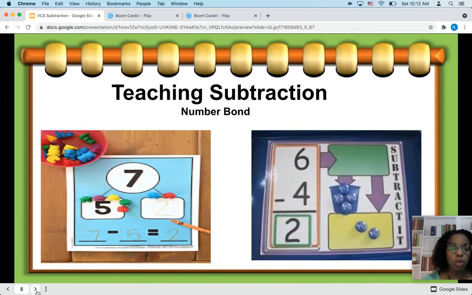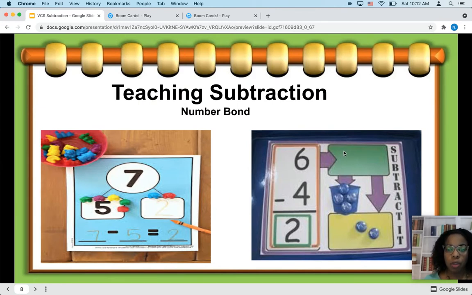You could also teach subtraction using a number bond. So here the students would start out with 7 bears. All of the bears are at the top. Then they would take away 5. So they would move 5 here. And the amount left they would move on this side, which would be 2. 7 minus 5 equals 2.